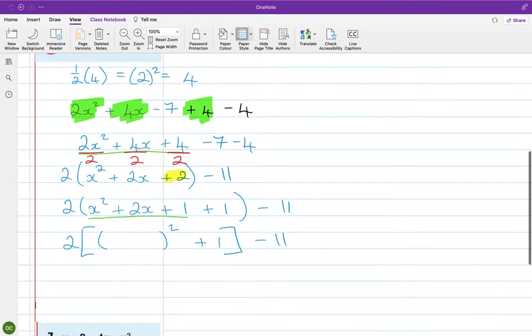So the x is the x. To get this bit here, I do the square root of that number there, which in this case is a 1, and the square root of 1 is 1, so that goes in there. And then for the middle, I just match the sign there, so that's going to be a plus.